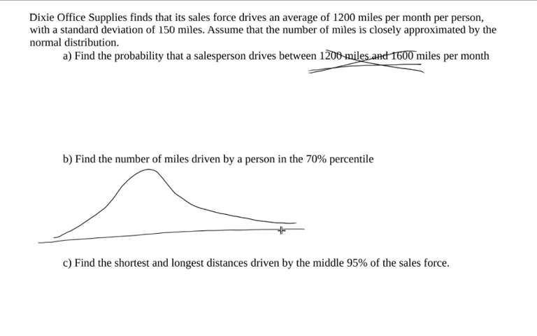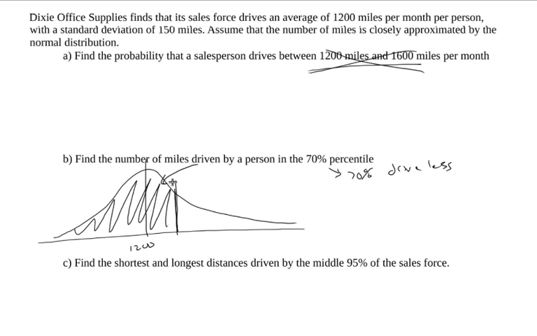So here we have our sales force, and our mean number of miles driven here is 1,200. And we're trying to figure out, the 70th percentile means 70% drive less. So let's see, the 50th percentile would be right at the mean, 70th percentile would be a little bit farther over. So I'm going to go ahead and call it here and say that this area in total here is 0.7, because that's the 70th percentile. And we're trying to figure out what is this, not z, what is this x score? What number of miles driven is the 70th percentile?